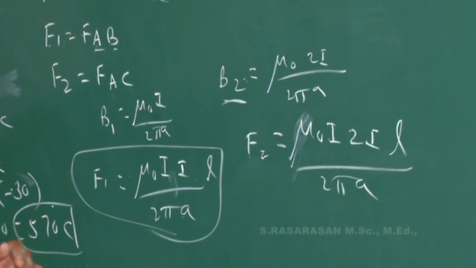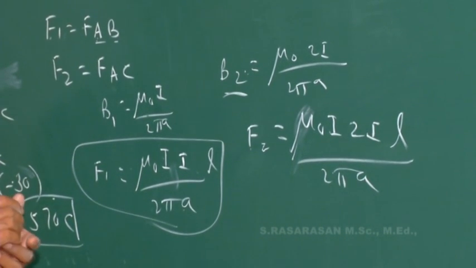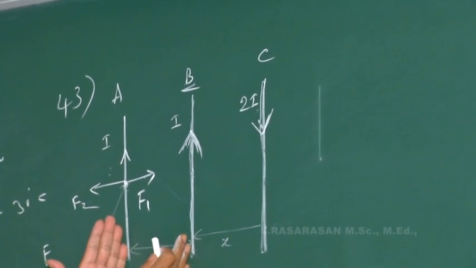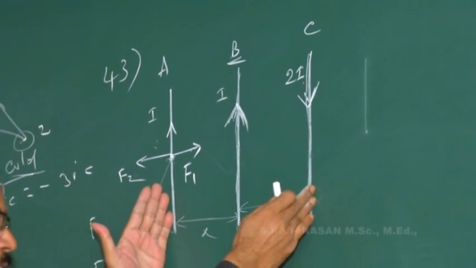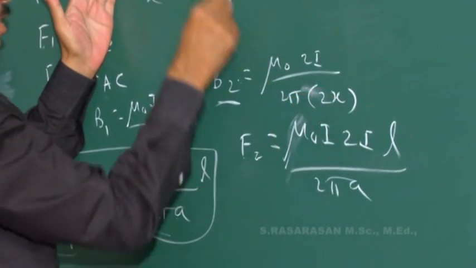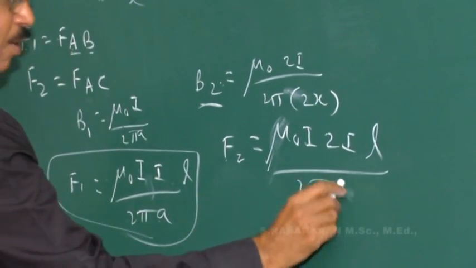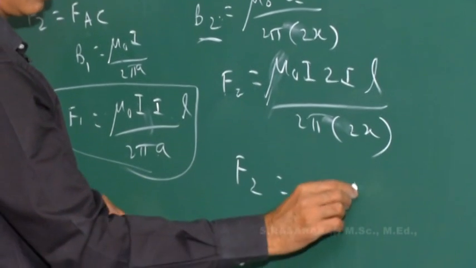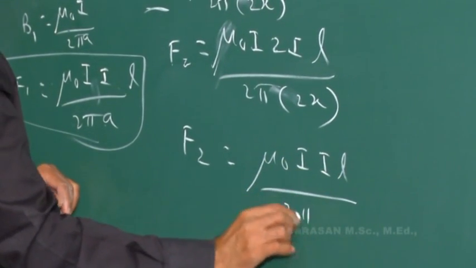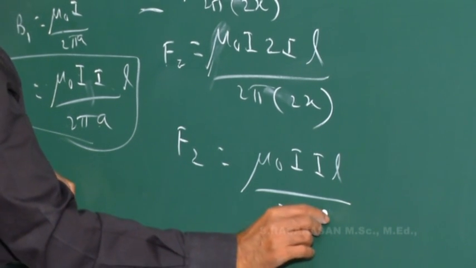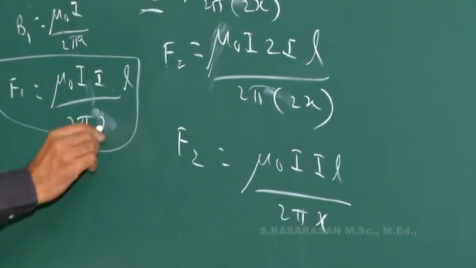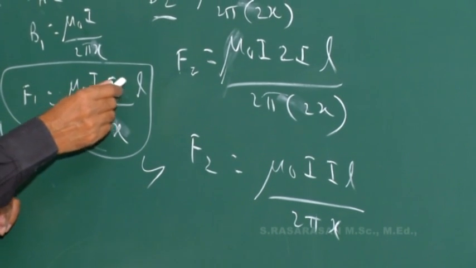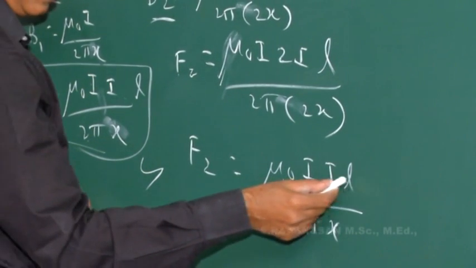Am I right? There is a mistake. The distance between the two conductors. Putting A here is correct, but now what is A? It is not A, it is 2x, because between these two, this is one x, this is one x. So what comes here? 2x. So F2 is equal to, the 2 cancels, mu naught I L by 2 pi x. It is better to write x here too, because they have given x. So what is F1? mu naught I L by 2 pi x. What is F2? mu naught I L by 2 pi x.